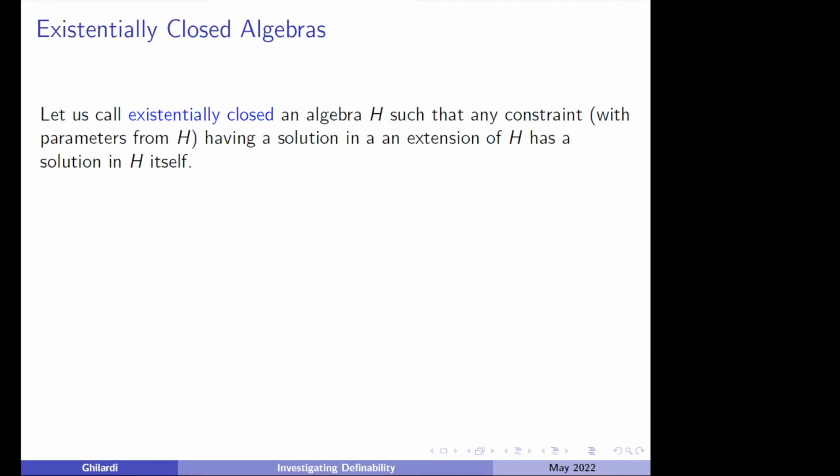We call an algebra existentially closed if any constraint with parameters from the algebra which has a solution in an extension has a solution in the algebra itself. This is the same as algebraically closed, because we also have negation of equations, as I explained. So the theorem says that this class is elementary. Another way to formulate this.